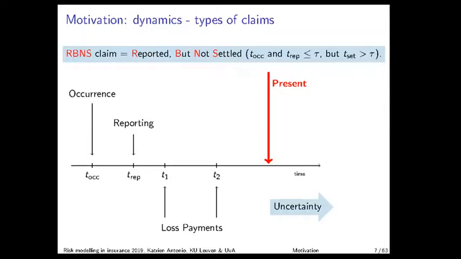On the other hand, a so-called RBNS claim is a claim that has been reported but is not fully settled at the moment of evaluation. That is the moment when the reserves should be calculated and booked by the insurer, the present moment thus. Occurrence, reporting, and possibly some payments of an RBNS claim already took place before the present moment, but the closing of the claim will happen in the future.